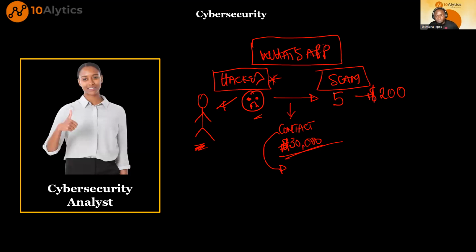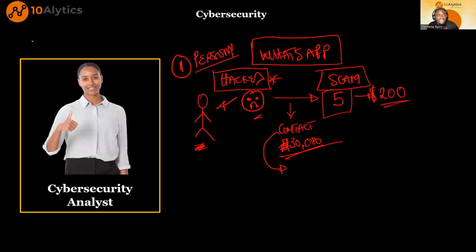But later, I found out that it was some other people too, about 5 people. And when you do the calculation of everything, mine was about 30,000 naira. When you calculate all the people they scammed together, it was almost $200 in terms of value. But this is just one person.